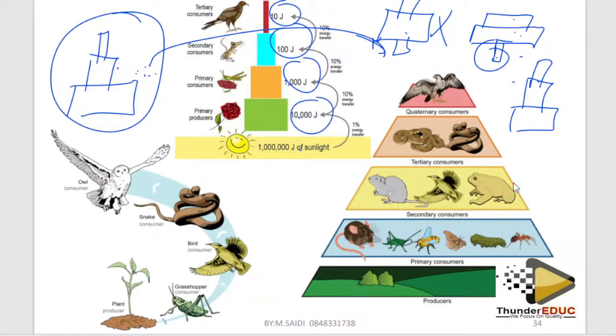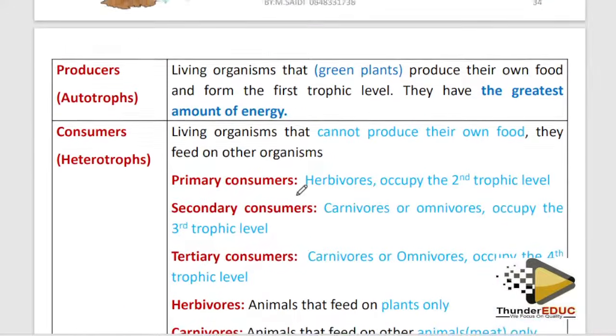Sometimes we ask you, what will happen to this if this is removed? What happens to this if that is removed and this is removed? So guys, try to read this. You'll be able to get it.